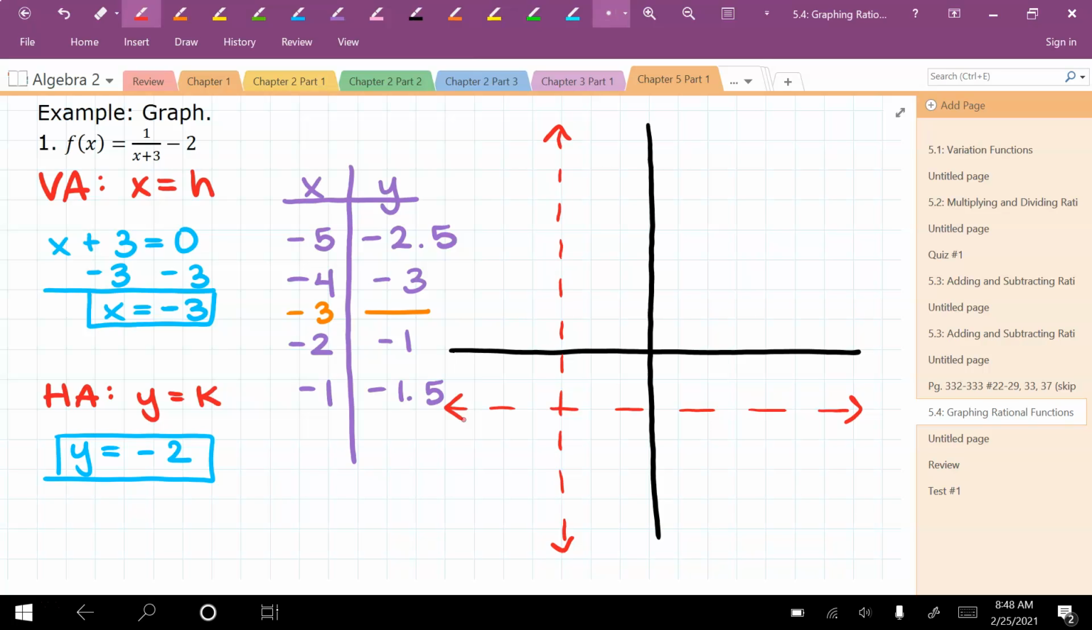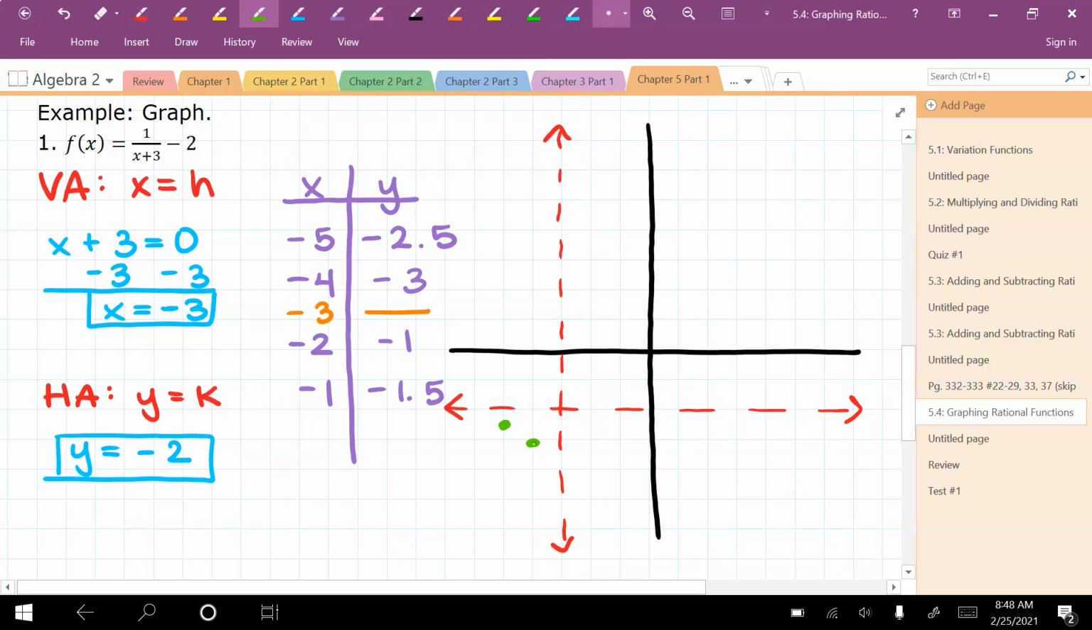So when I go to my graph here for -5, I'm going to go to the left 5, and then I'm going to go down 2.5. So down 2 and then halfway, I'm going to draw my first point there. Then I'm going to do -4, -3. So I'm going to go to the left 4, down 3.